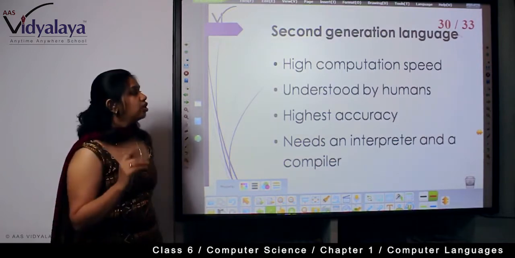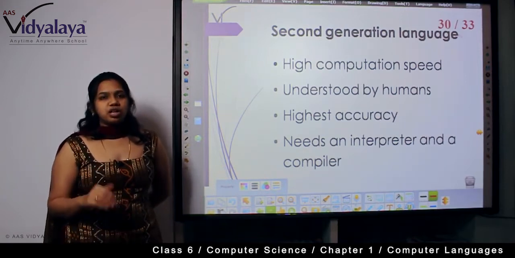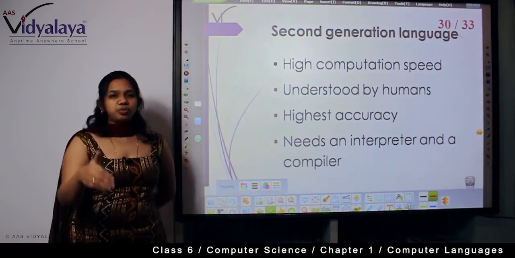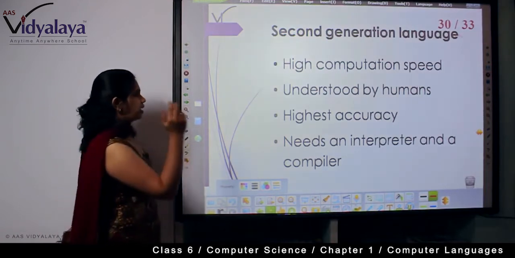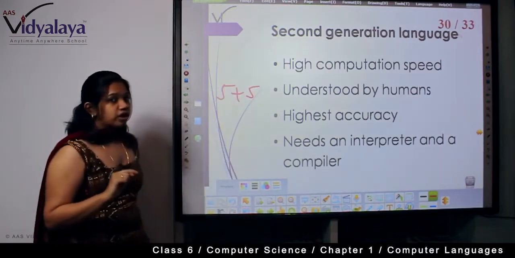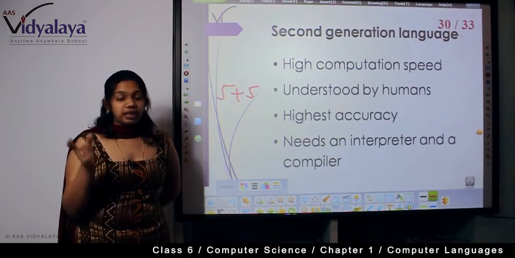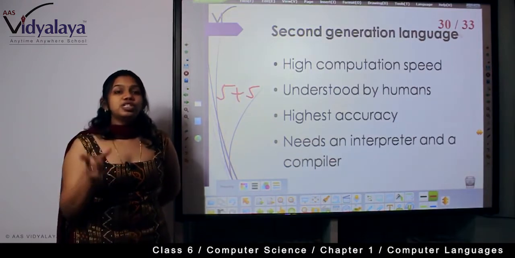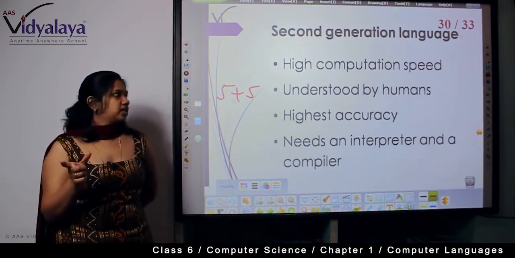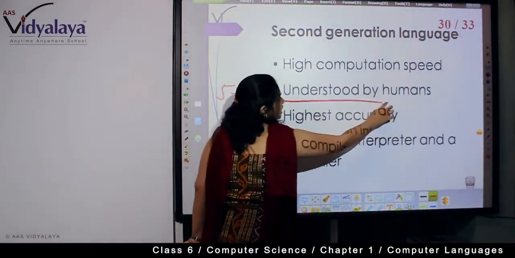Alright, so the next one, we are going to talk about what are the features of these fourth generation language. First thing, high computation speed. What is computation? Computation is nothing but processing. When I give you a sum to do, you sit and do. For example, I tell you, do 5 plus 5. You write it on the note and you say it is going to be 10. The time that is taken by the person to do this 5 plus 5 is called the computation time or the processing time. Is that clear?